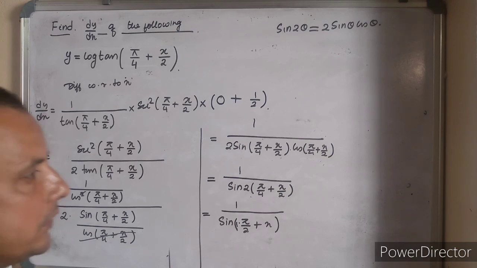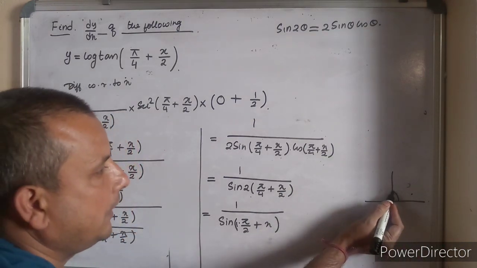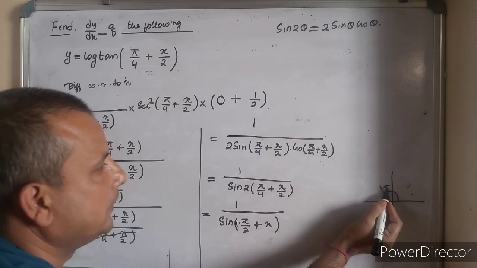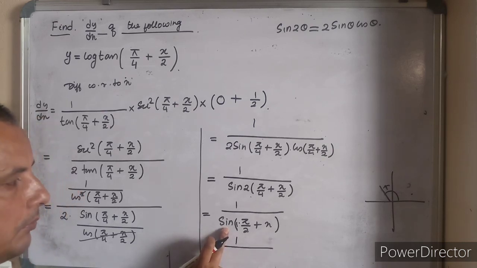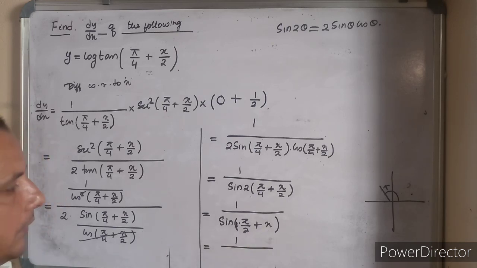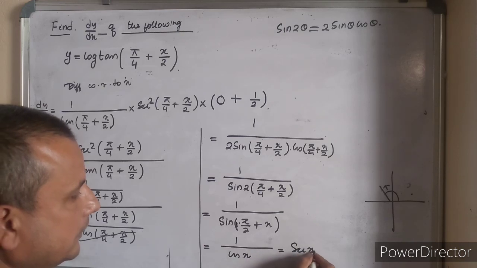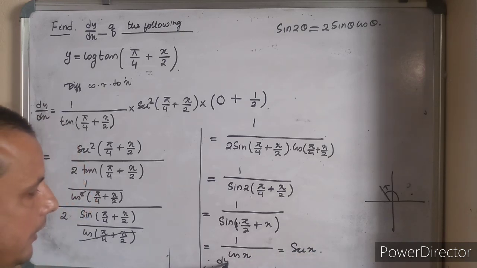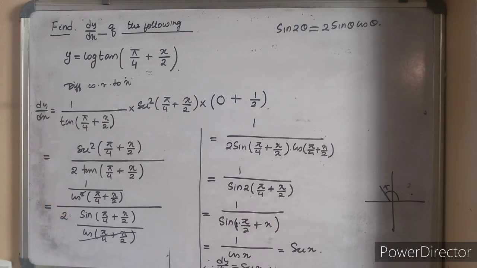Now next I'll use the quadrant system. So 1 into 90 plus x. Which quadrant? Second quadrant. In the second quadrant, sign is positive. But over here the multiple of 90 is 1, odd. An odd multiple of 90 means sine becomes cos. You did these things in class 11 trigonometry. 1 by cos is sec x. Therefore, dy by dx is equal to sec x. Simplified answer.